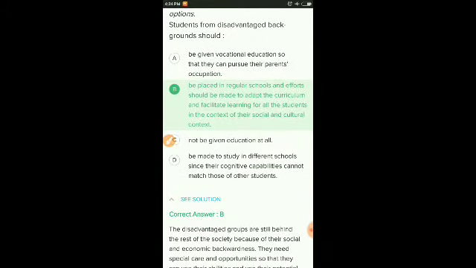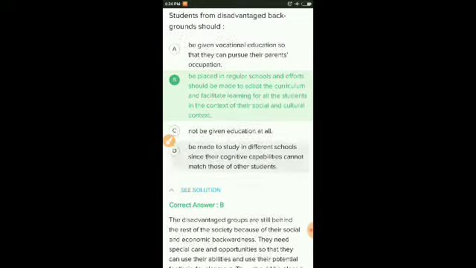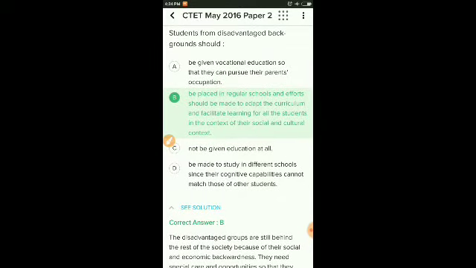They should be placed in regular schools, and efforts should be made to adapt the curriculum and facilitate learning for all the students in the context of their social and cultural context. Now see, if the student is from a disadvantaged background, then he will not be able to cope with the students who are from a very advantaged background. Their thinking capacity, their vision of life, everything is different from those who are from an advantaged background.